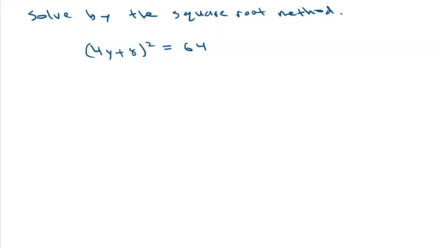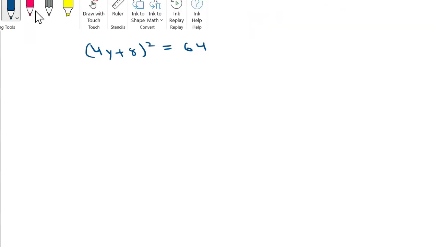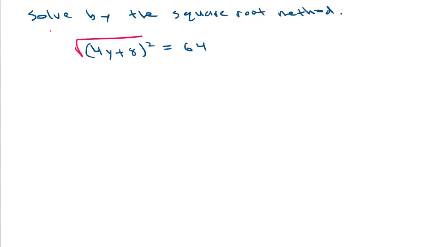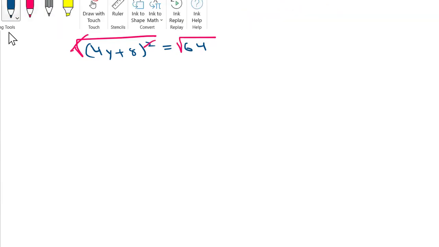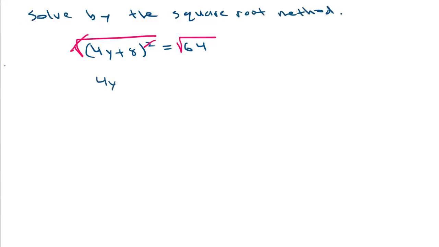All right, so we want to solve this problem by the square root method, and we have the problem 4y plus 8 in parentheses squared equals 64. So let's solve it by the square root method. We have a power of 2, so in order to get rid of this square, we need to take the square root. Take the square root of this side and the square root on the right side. Then the square root and the power cancel, and that leaves us with 4y plus 8 and then the square root of 64.